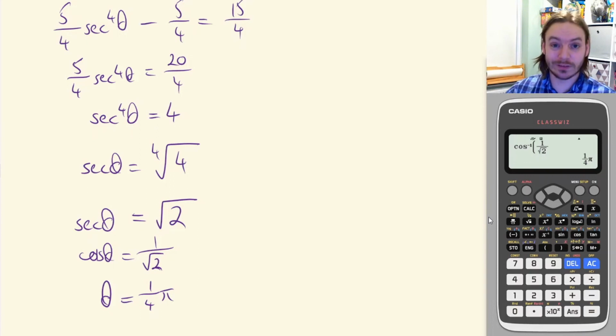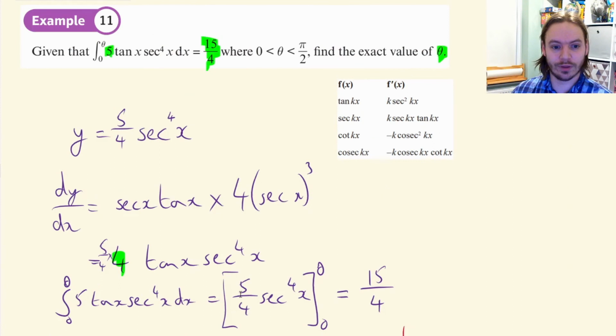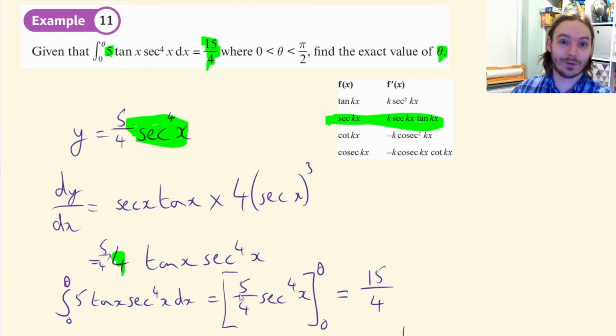It's quite involved. There's a lot going on. The real trick to this one, though, is just spotting right at the beginning that I can use sec differentiates to sec tan, and that therefore my original function must be sec to the power 4. As with a lot of stuff that involves trig, really this is about practice in order to recognize these things more easily.